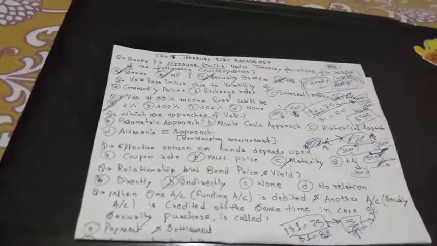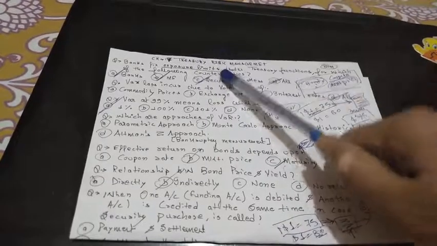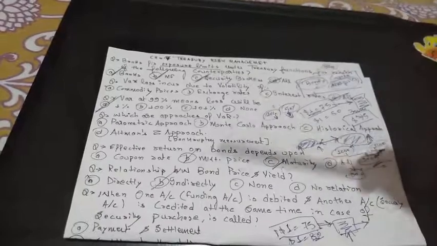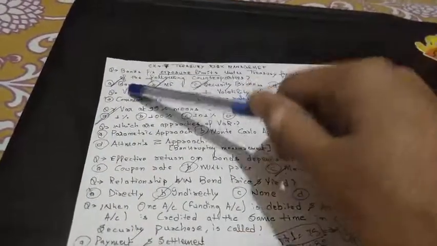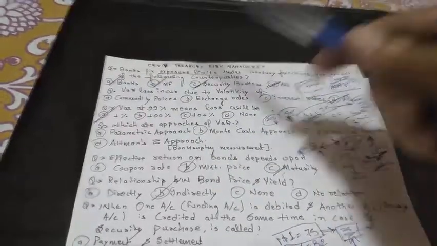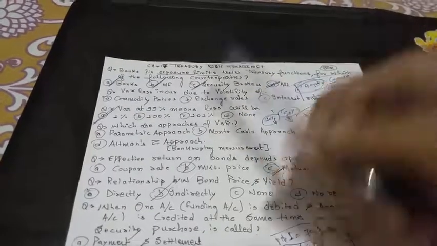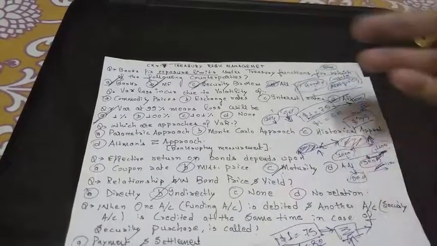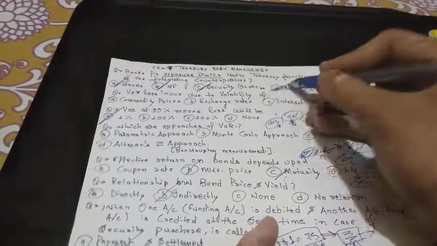Now we will take the questions. Question 1. Banks fix exposure limits under treasury functions for which of the following counterparties? So which are the counterparties that banks deal with? Banks deal with banks through certificates of deposit, call money, and notice money, and with mutual funds through treasury products, and with security brokers through the securities themselves. So option D is the right answer.